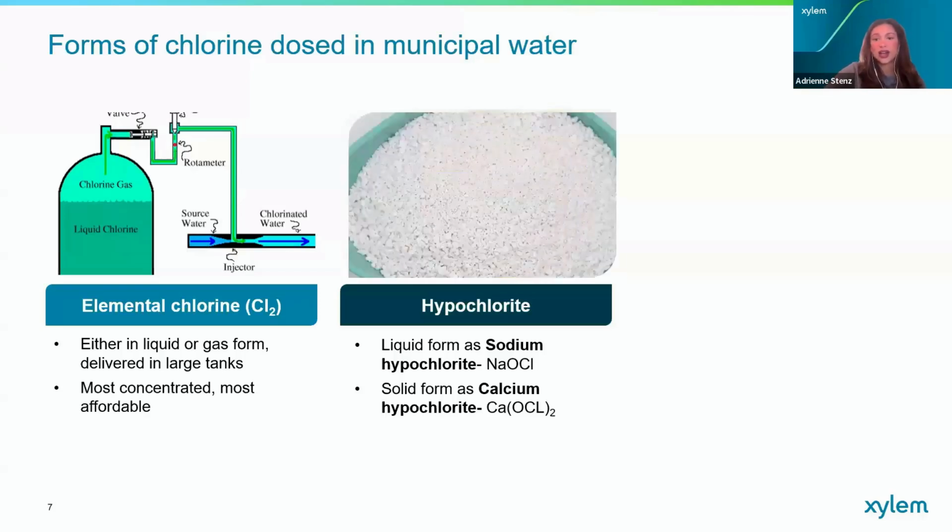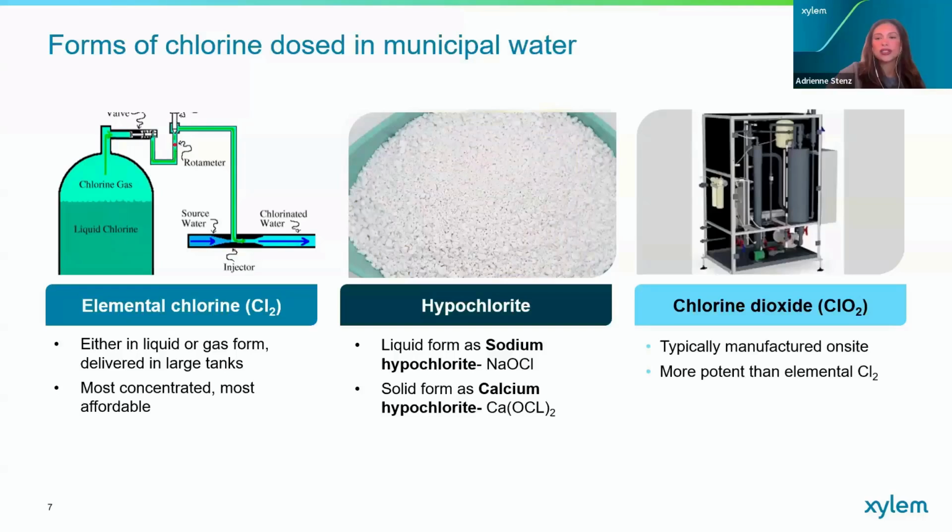Chlorine can also be dosed in a solid form of calcium hypochlorite, referred to as powder chlorine, which contains 70% available chlorine. It can be added by use of pellets or by mixing a solution of water and calcium hypochlorite and using a small chemical feed pump.